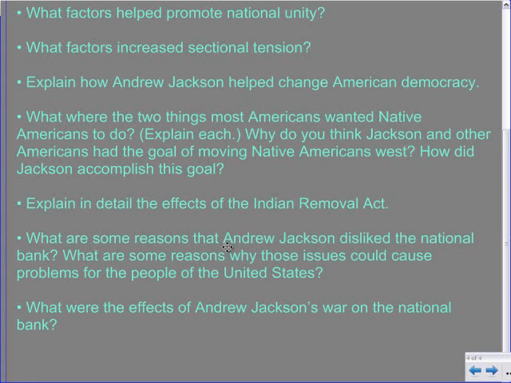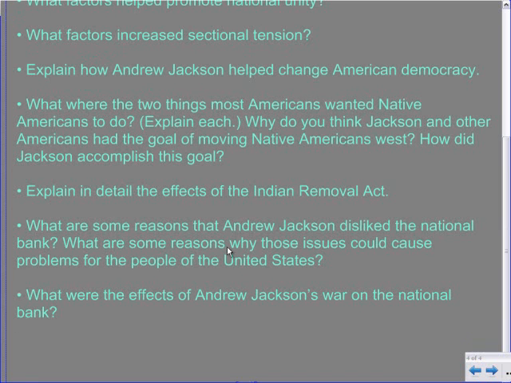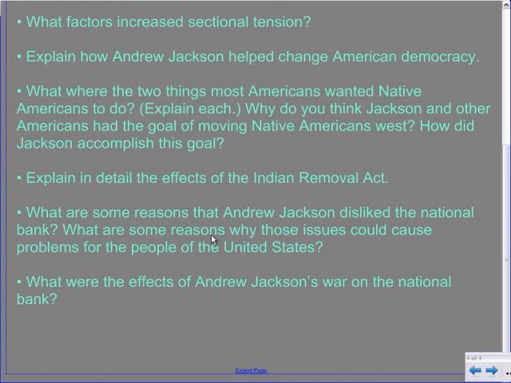How did Jackson accomplish this goal? Well, that would be, how did he remove the Native Americans? Well, he used the Indian Removal Act. Explain in detail the effects of the Indian Removal Act. That's like the Trail of Tears. Explain what it is, what happened.